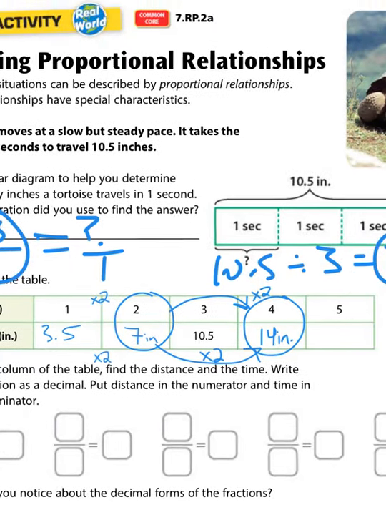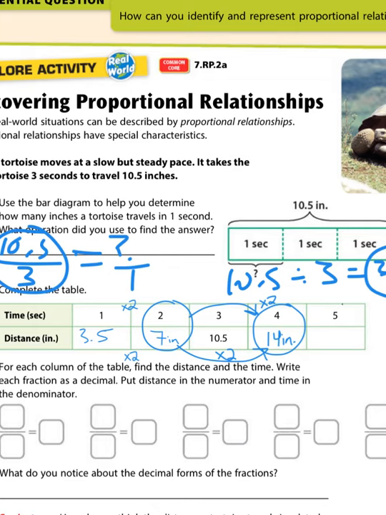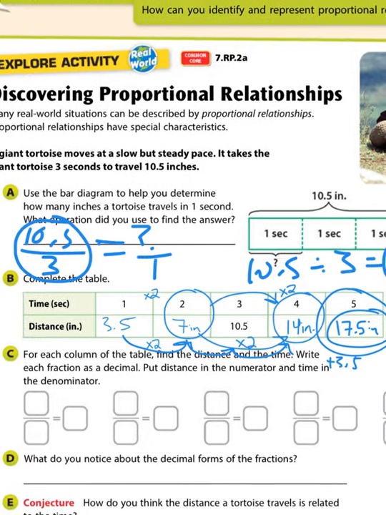And then to get this last box, we're going to use the constant rate of change. So how much is this increasing every time? Each second he travels 3.5 inches. So that means each new box, the seconds increase by 1 and the inches increase by 3.5. So from 14 inches, I can just add 3.5 and get 17.5 inches, because that 3.5 inches per second is my constant rate of change.